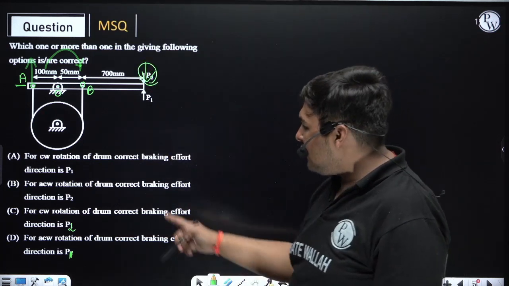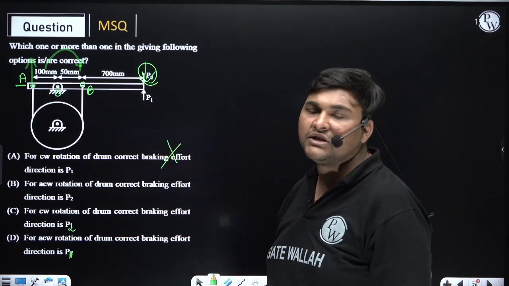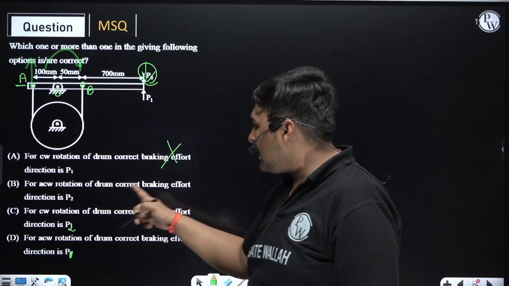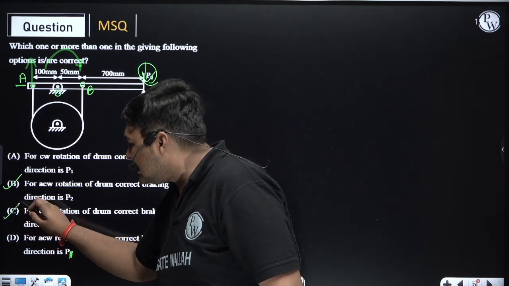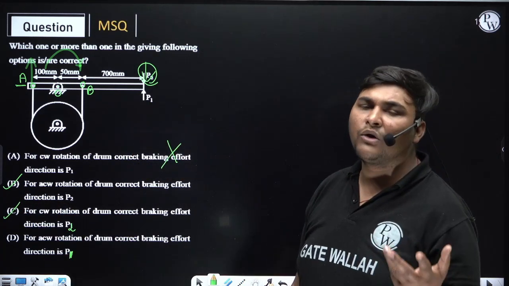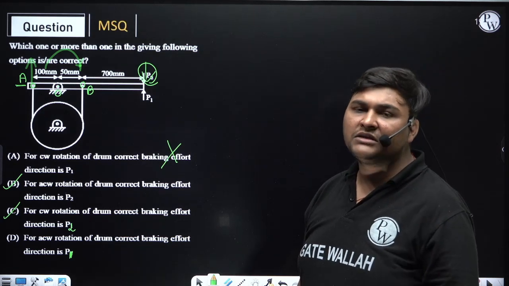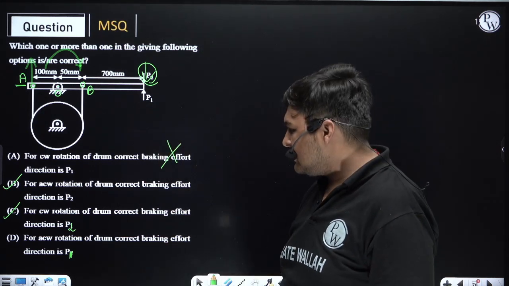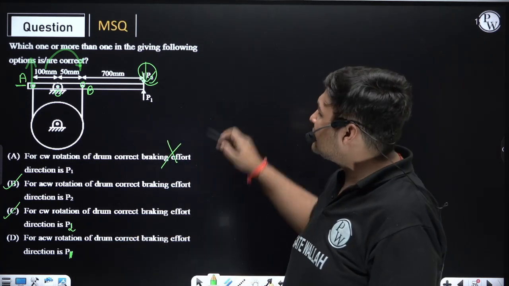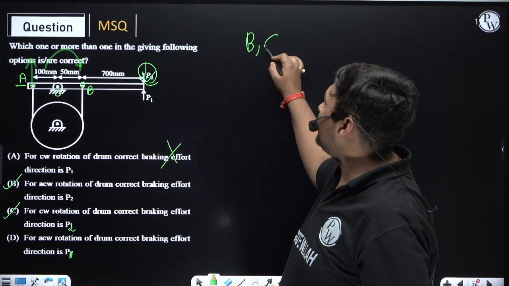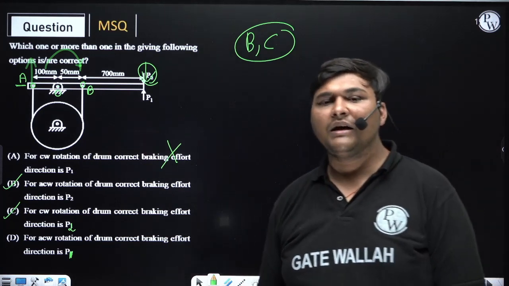Okay. So for clockwise rotation of drum, correct braking effort direction is P1. Is it incorrect? Because the correct direction is P2. For anti-clockwise, correct braking effort direction is P2. B is correct. For clockwise, correct braking effort direction is P2, because it will not depend upon the rotation of the drum, whether it is clockwise or anti-clockwise. To ensure that the band is in tension, we need to apply effort in P2 direction. Okay. For anti-clockwise, correct direction is P1. Again, it is incorrect. So correct options for this question are option B and option C. Okay. So in this way we can find the braking effort direction.